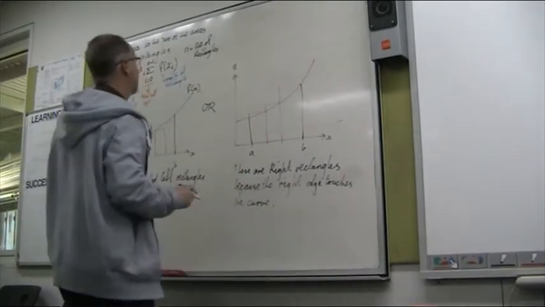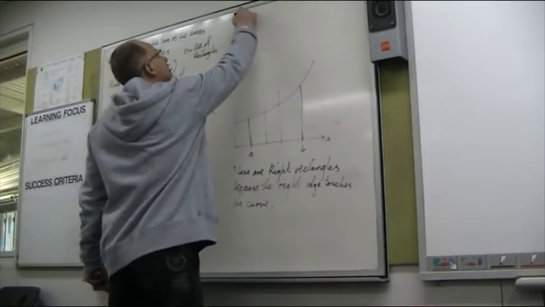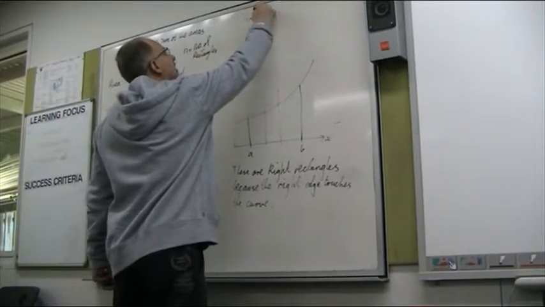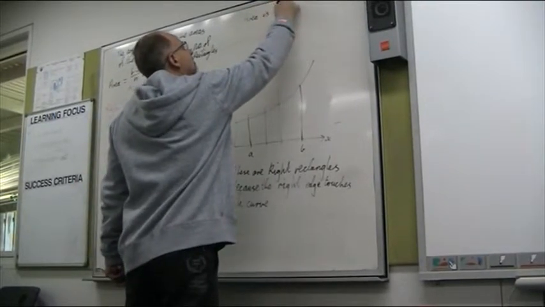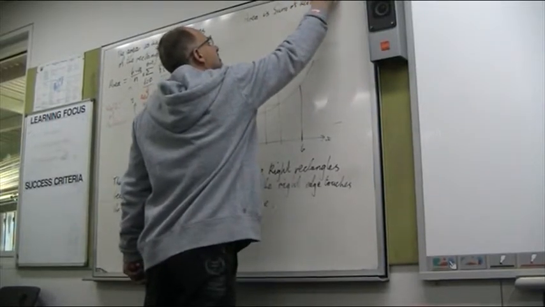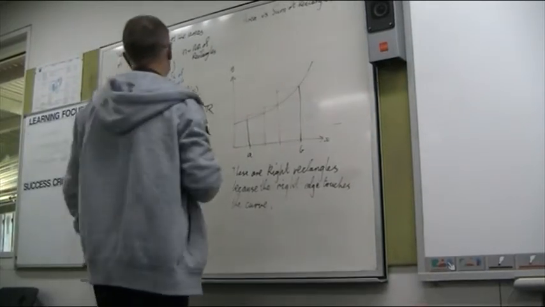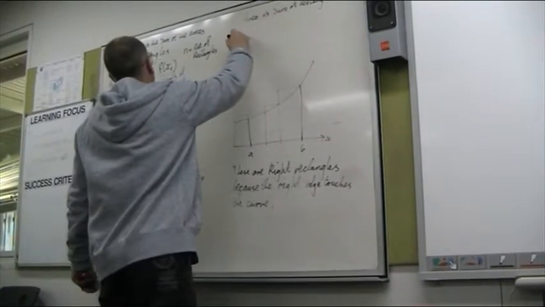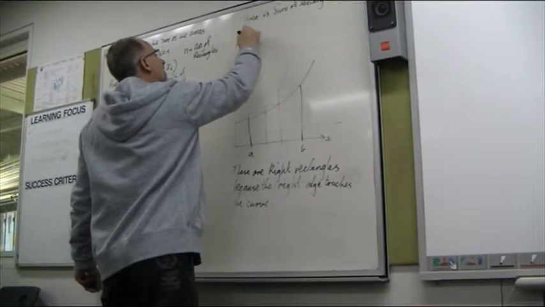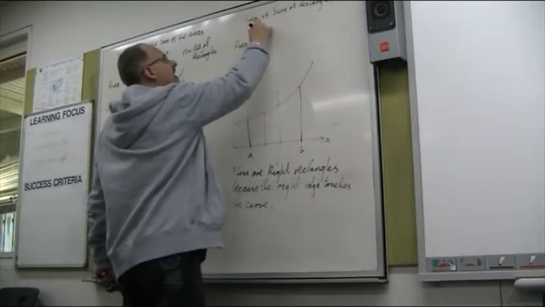So our right edge touches the curve. Again, the area is the sum of our rectangles. And so mathematically, it's B minus A on N again, the width.